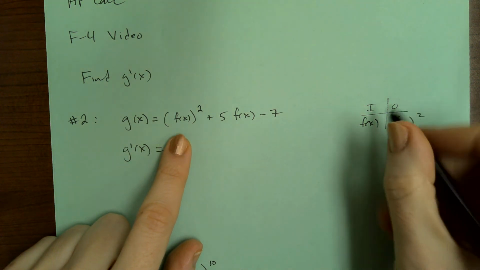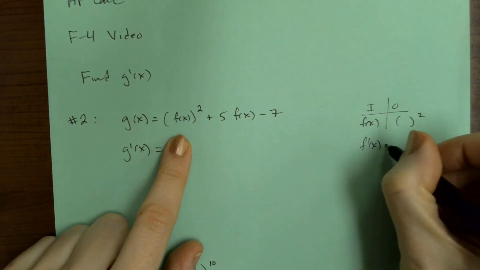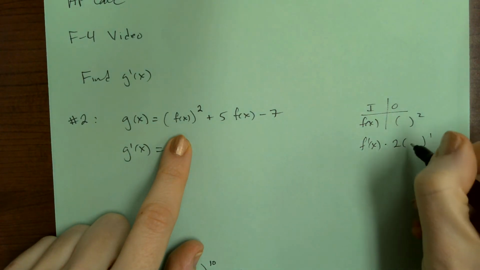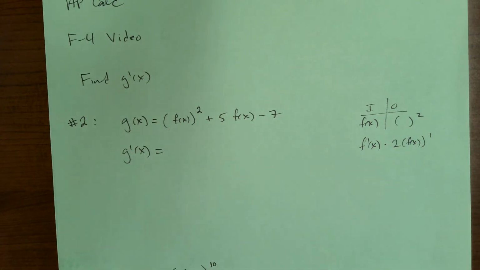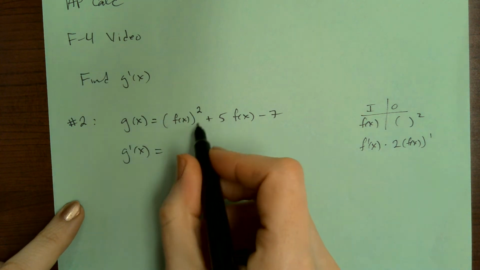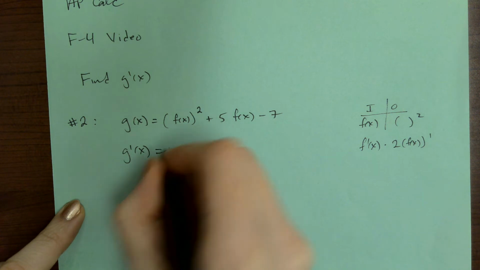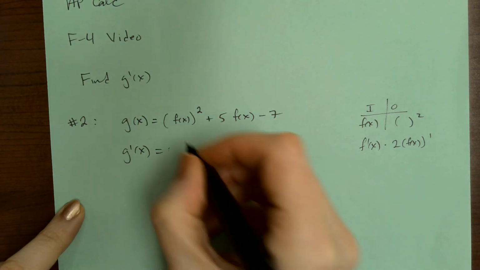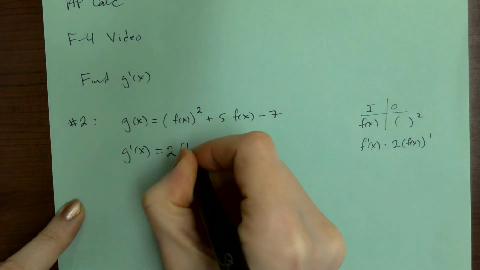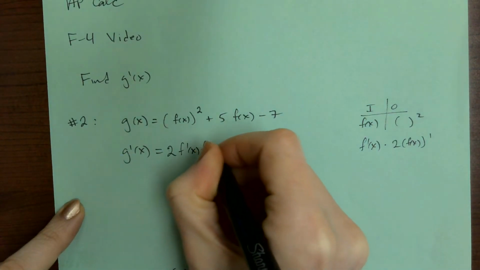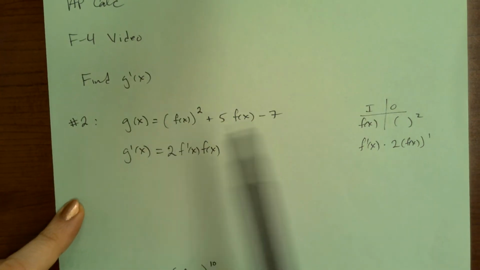All right, so the derivative of the inside is f prime of x. The derivative of the outside is 2 blank to the first. And then f of x goes back in. So the derivative of this term is 2 f prime of x, f of x. All right, so that's the derivative of this first term.